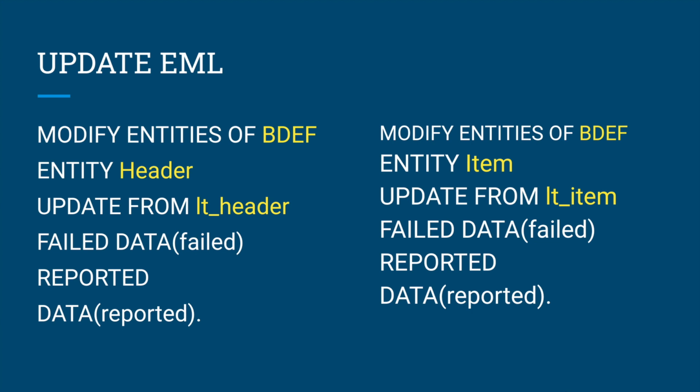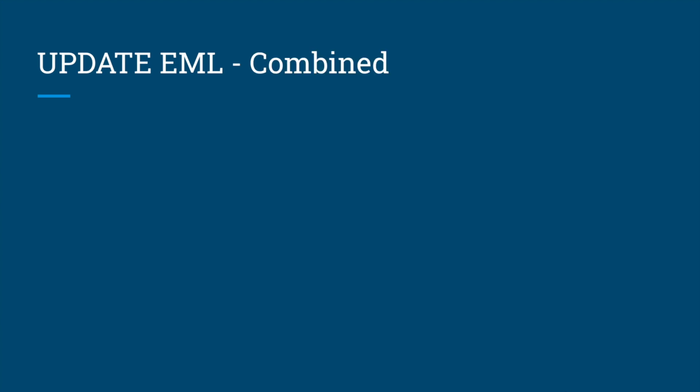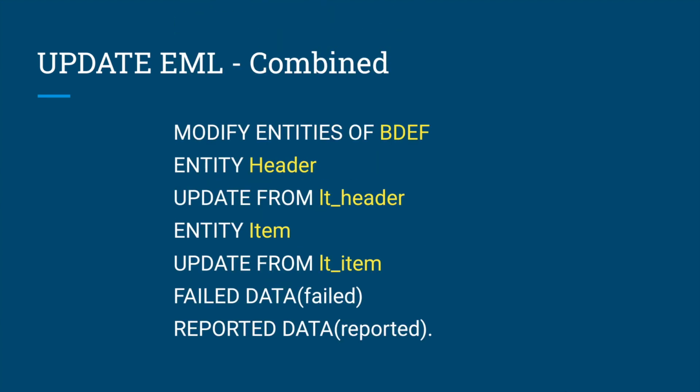Okay, so the common parameters are also available here. You can see failed and reported. If the update fails, you can check failed and reported for more details. You can also combine header and items, so for a single EML modify statement, we are updating the header and updating the item.